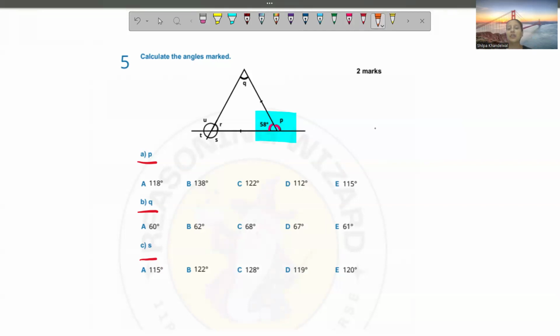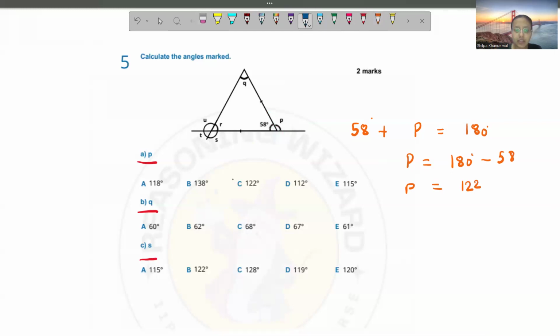Everyone knows that when two angles are on a straight line, they make a straight angle, or I can say a linear pair, right? It means their sum will be equal to 180 degrees. So 15 degrees plus angle P is equal to 180 degrees. How will you calculate the measurement of angle P? Nothing, 180 minus 58. And when you do that, you will get the answer as 122. Simple, right? So we have already calculated the first angle, which is 122 degrees.